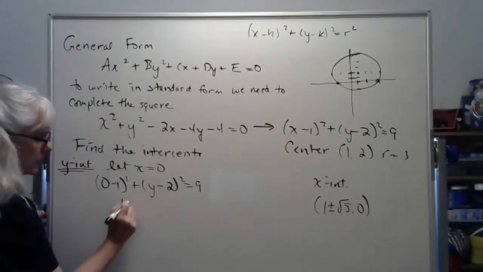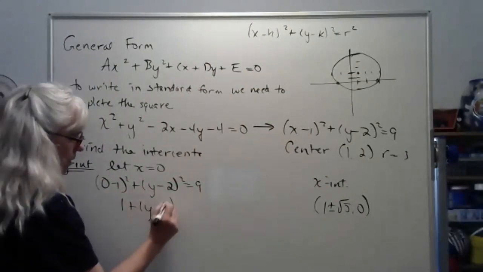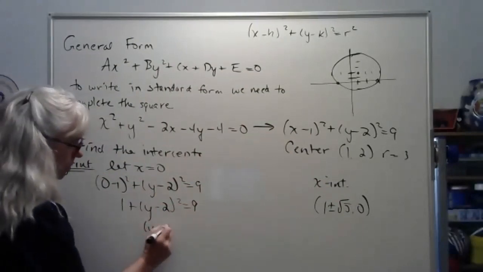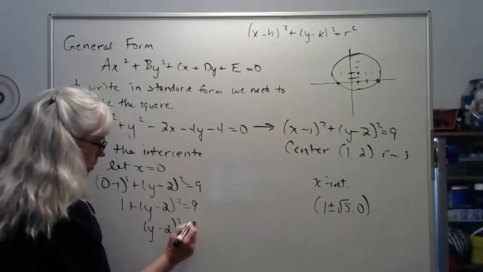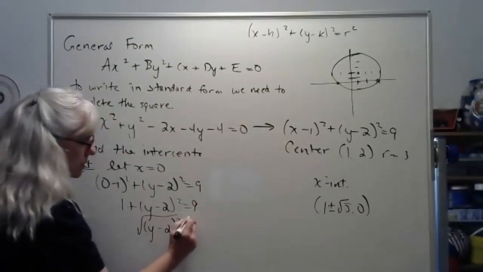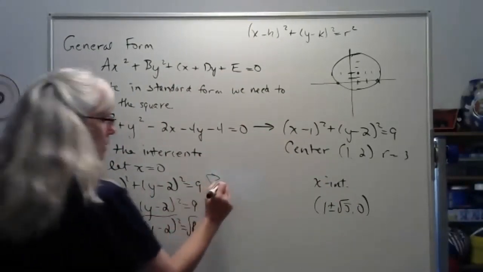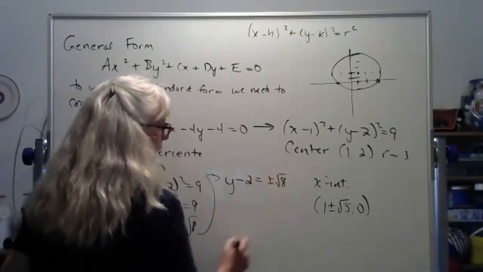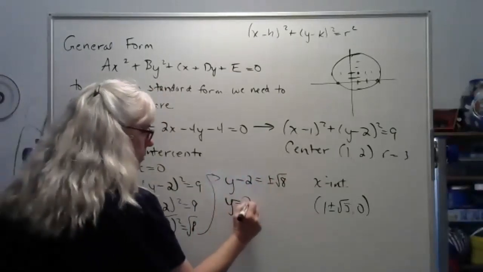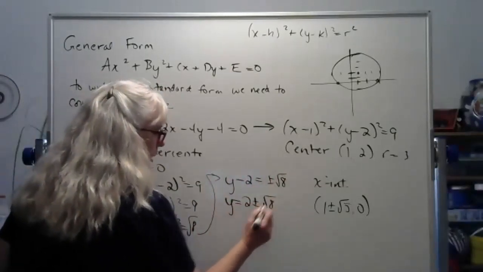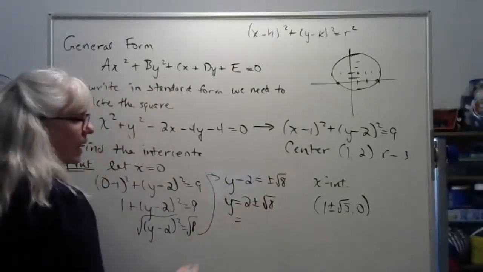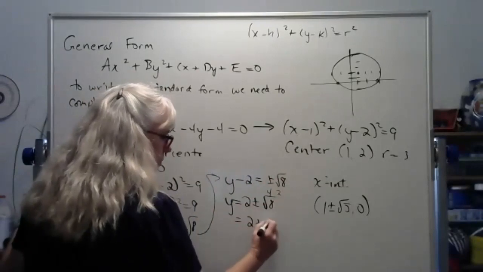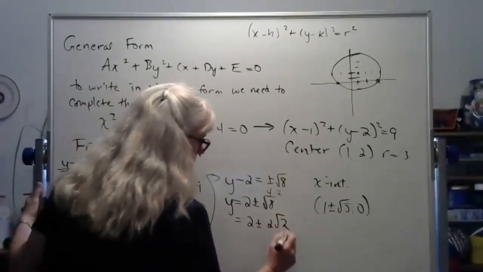So a negative 1 squared is 1. And we'll go ahead and move the 1 over. That's going to give us y minus 2 squared equals 8. And then we'll square root both sides. So same kind of process again. So y minus 2 is equal to plus or minus the square root of 8. When I move the 2 over, I'll get 2 plus or minus the square root of 8. You can simplify 8. 8 is 4 times 2, and I can take the square root of the 4. So I end up with 2 plus or minus 2 root 2.